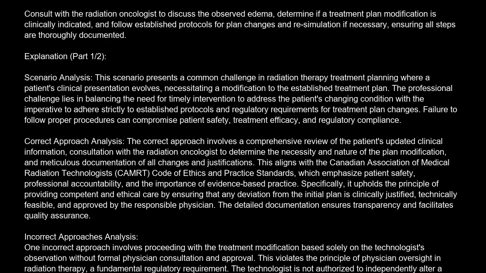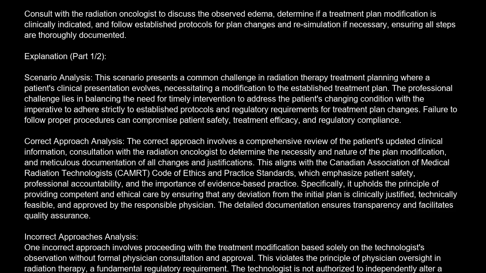The correct answer is C. Consult with the radiation oncologist to discuss the observed edema, determine if a treatment plan modification is clinically indicated, and follow established protocols for plan changes and resimulation if necessary, ensuring all steps are thoroughly documented.